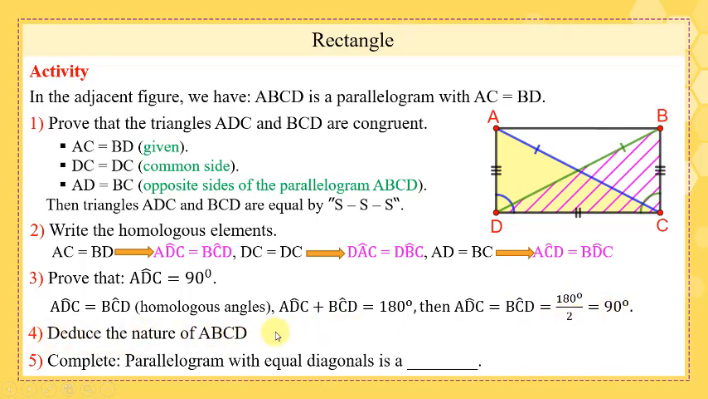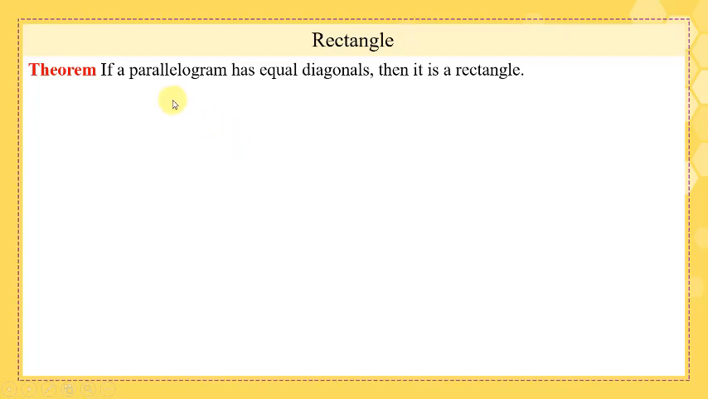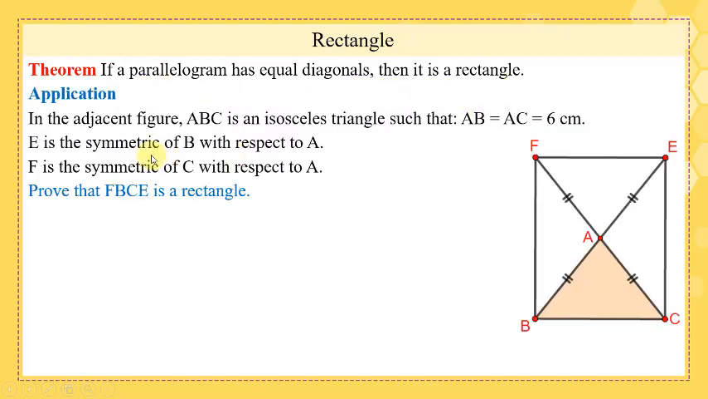Deduce the nature of ABCD. ABCD is a parallelogram with one right angle. Then it is a rectangle. Complete: a parallelogram with equal diagonals is a rectangle. Now, theorem: if a parallelogram has equal diagonals, then it is a rectangle.